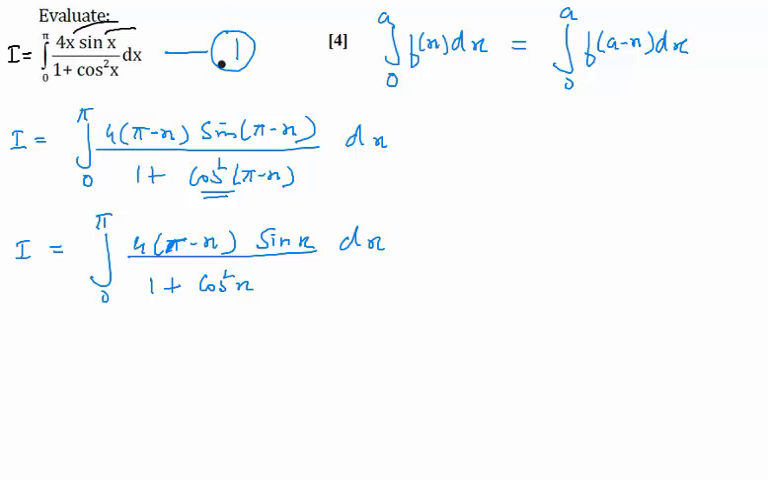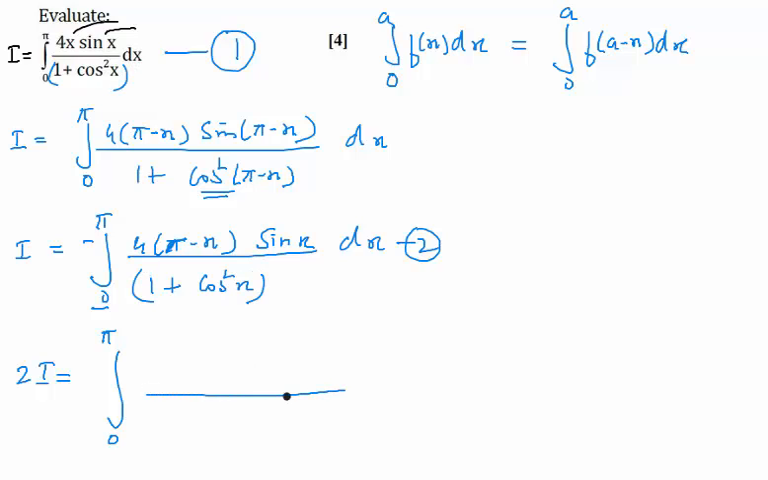Okay, so I now see two different equations. One is the original question, and the second is the equation which we just arrived at, right? I would like to add these two equations. If I add equation 1 and 2, my LHS becomes 2 times I, and on the RHS, since both have the same limits from 0 to pi, I can combine the integrals. So from 0 to pi, I will have the same denominator, which will remain 1 plus cos square x after taking the LCM.